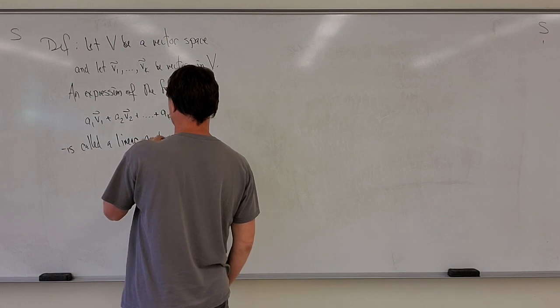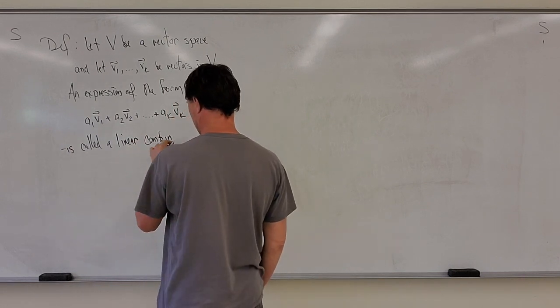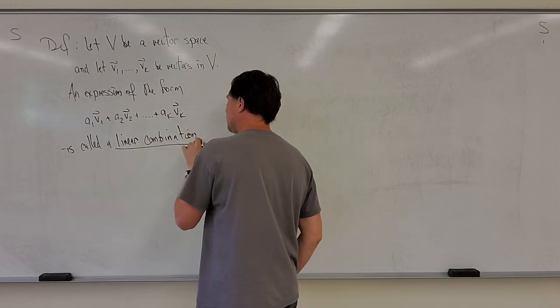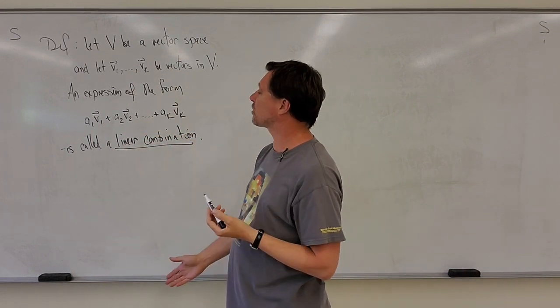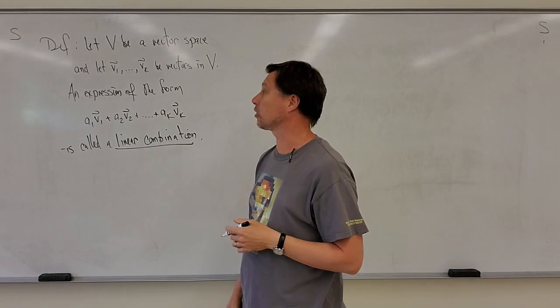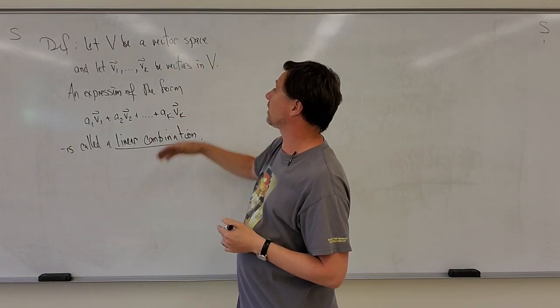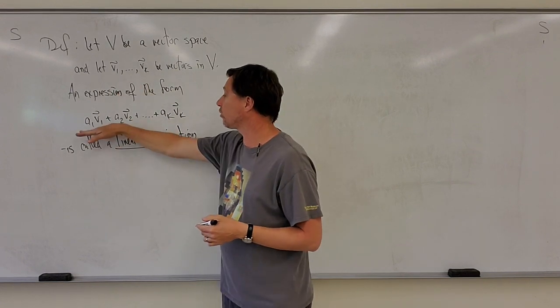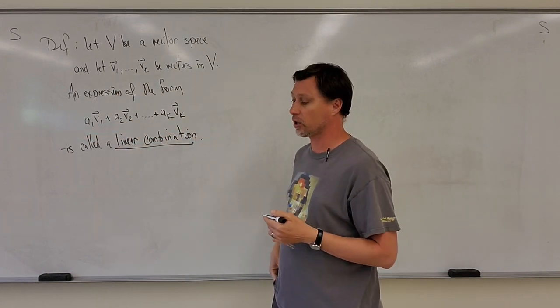We saw this definition earlier, so linear combination. We saw this definition in the context of matrices and especially in terms of column vectors. Now, what we're doing is generalizing this. Anytime we have a vector space and a collection of vectors, we can form an expression like this, and that's called a linear combination.